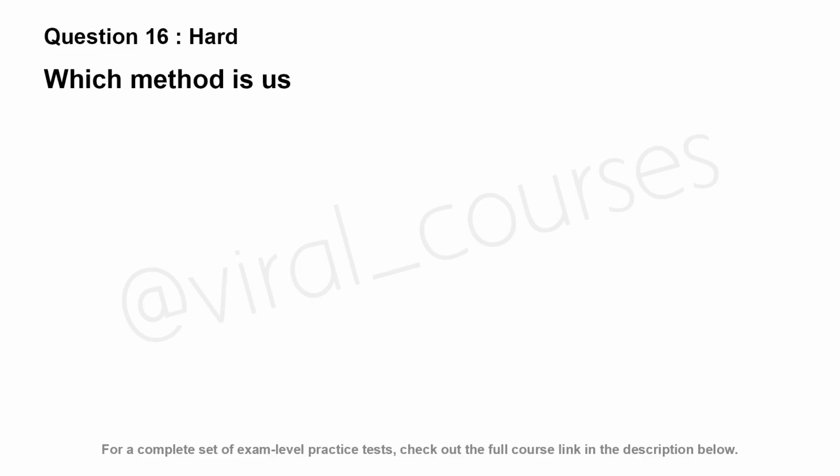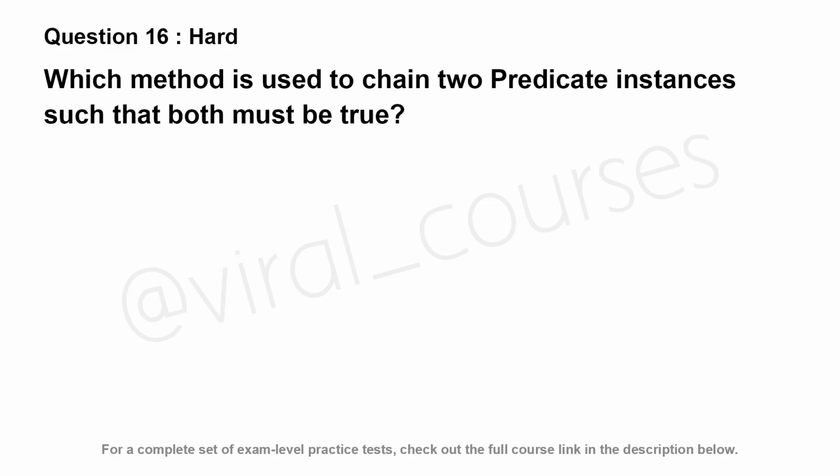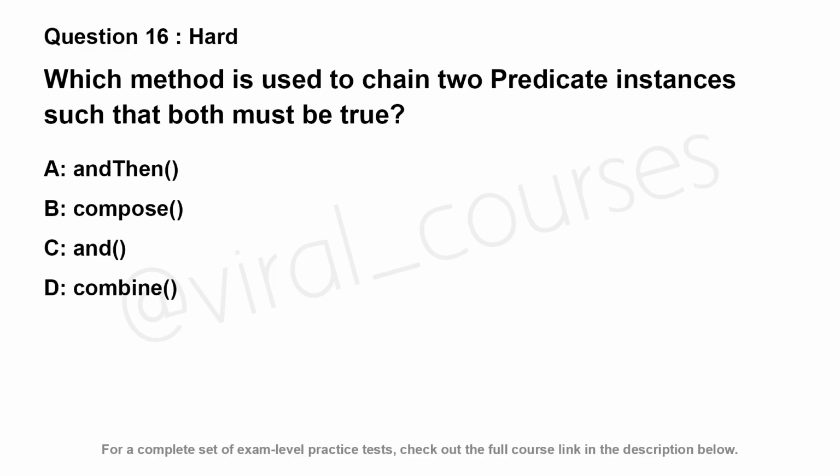Which method is used to chain two Predicate instances such that both must be true? Option A, andThen. Option B, compose. Option C, and. Option D, combine.